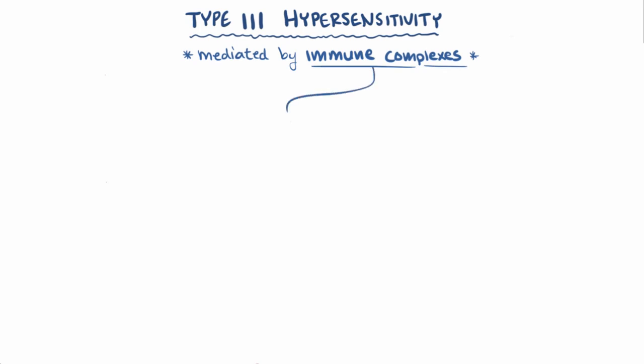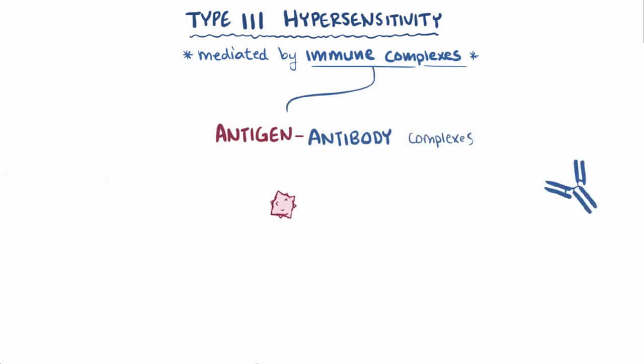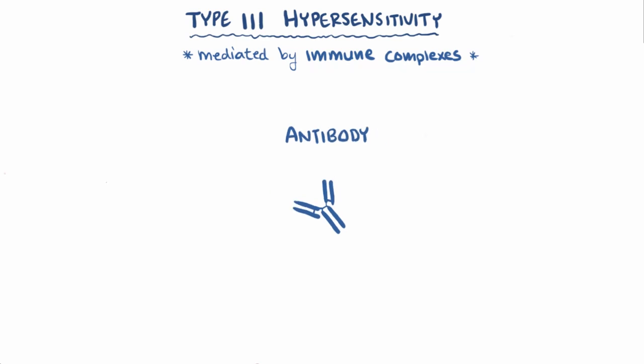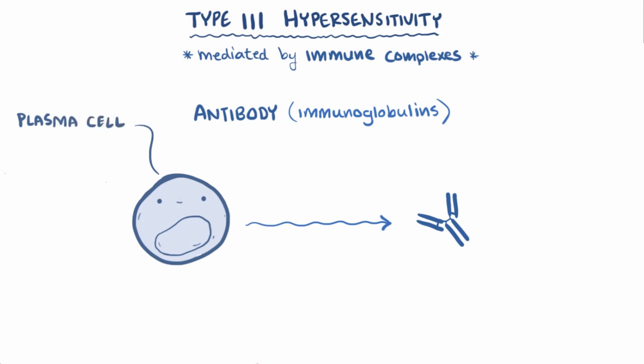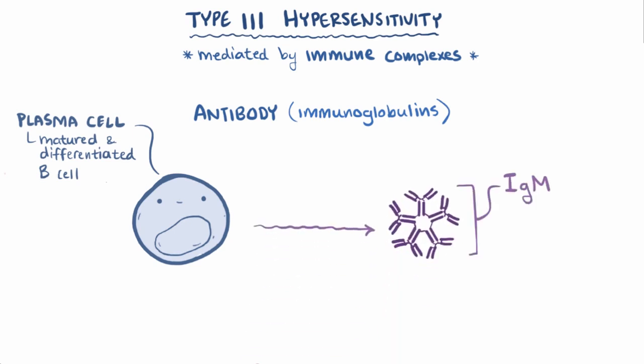Alright, so first off, type 3 hypersensitivity reactions are mediated by immune complexes. Immune complexes, aka antigen-antibody complexes, are made of 2 parts, the antigen and the antibody. Antibodies, sometimes called immunoglobulins, are produced by plasma cells, which are basically fully matured and differentiated B cells. Initially, these cells make IgM, which can be secreted or bound to the plasma cell surface where it acts as a B cell receptor.